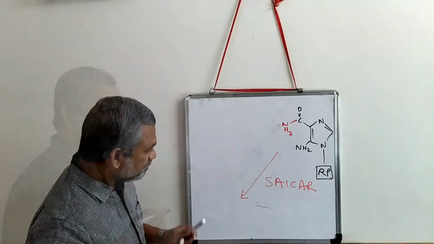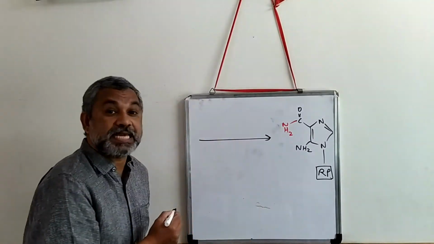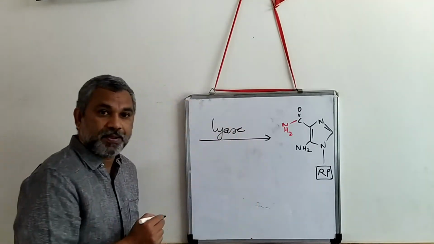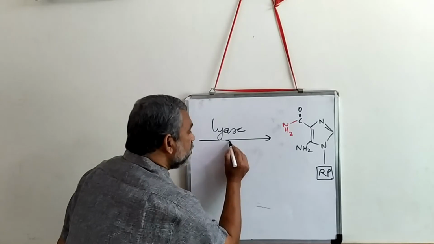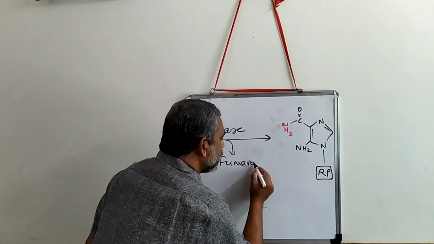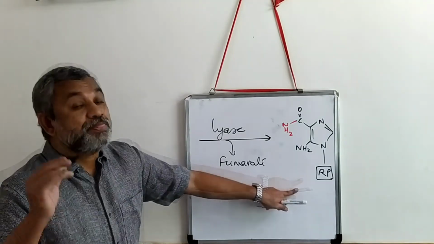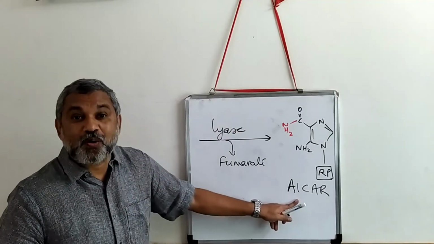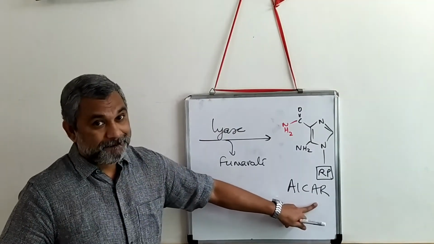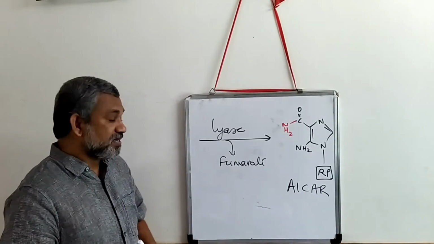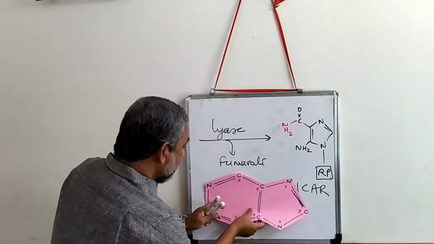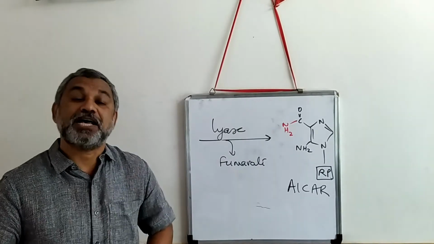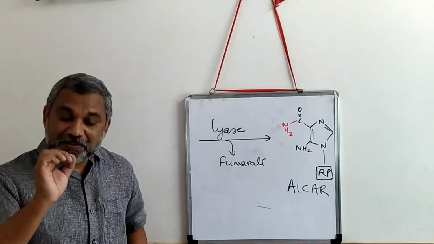This product is formed. The enzyme which is catalyzing this reaction is succinylase, SAICAR lyase enzyme, which will release fumarate as one of the products, and you will have this. This product is known as AICAR, aminoimidazole carboxamide ribotide. Now, once you have AICAR, you look at the structure. You have created up to here. Now what is left is one carbon, one carbon has to be inserted. That is step number 9.